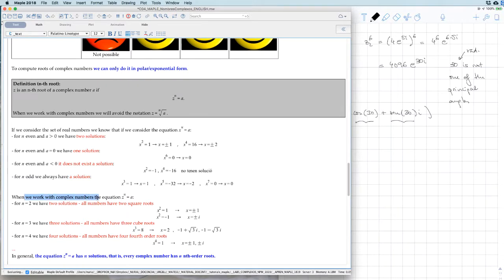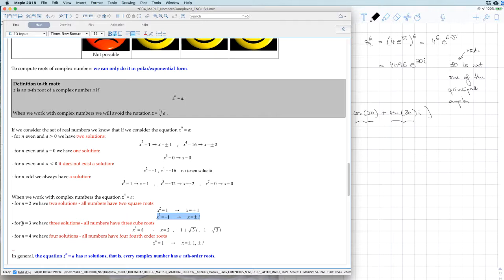When we work with complex numbers, the equation z to the power n equal to a will always have n solutions. Okay, so for n equal to 2, we have two solutions. This means that all numbers have two square roots. So in this case, x squared equal to 1 means x equal to plus minus 1. And now x squared equal to minus 1 has the solution plus minus i.